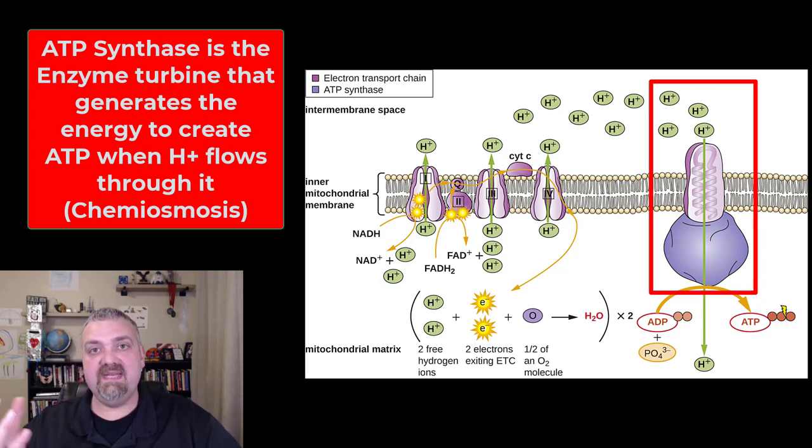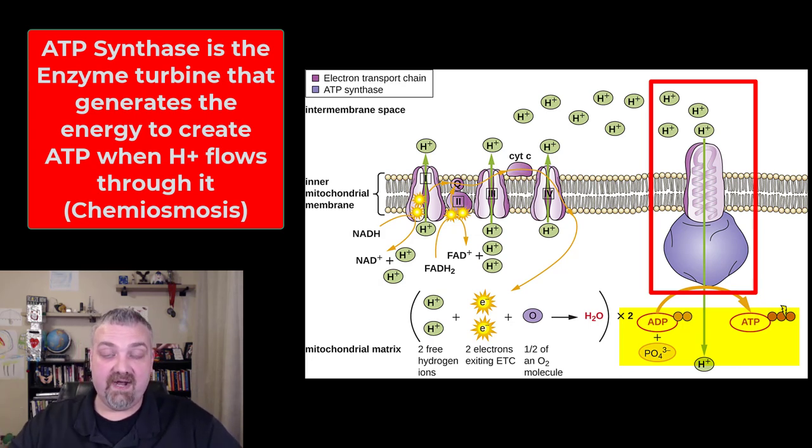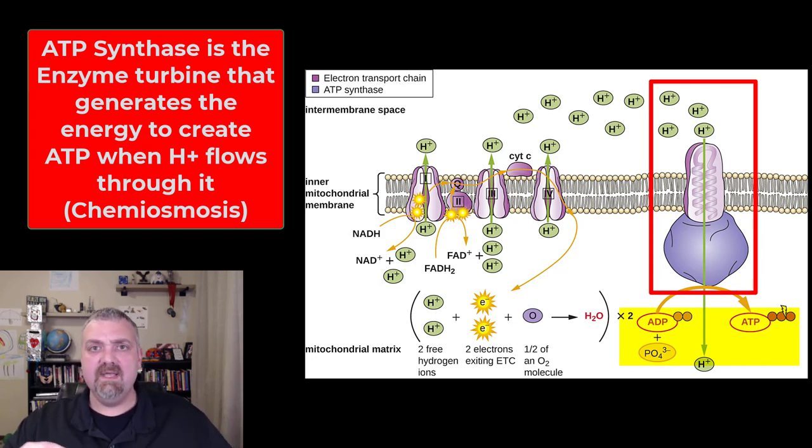And this turbine spinning generates the energy needed to take ADP and add that third phosphate to it to make ATP, adenosine triphosphate. So this process, the flow of hydrogen ions or protons here, is called chemiosmosis, just in case you ever see that term. So in the end, we needed all these electrons to power the electron transport system so that we could pump a bunch of hydrogen ions out of the mitochondrial membrane, or wherever this is occurring in bacteria. And then as they flow back in, they generate the energy needed to make ATP.